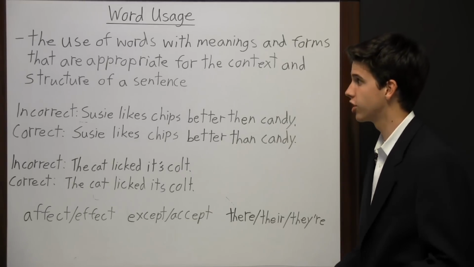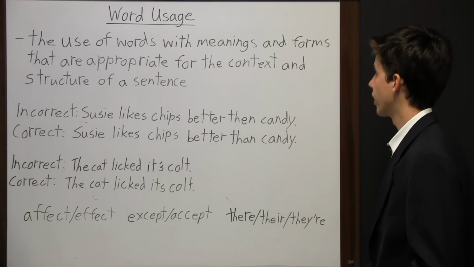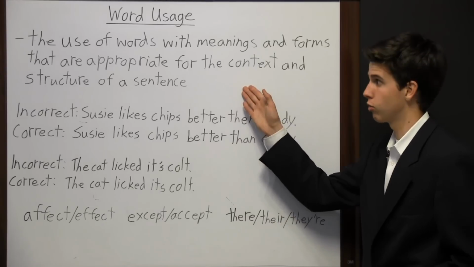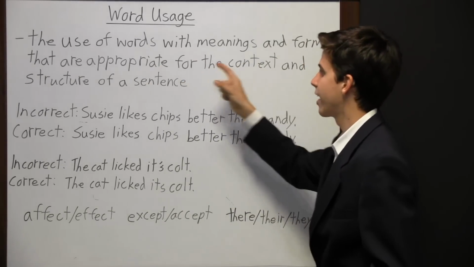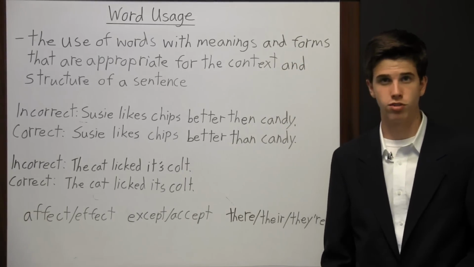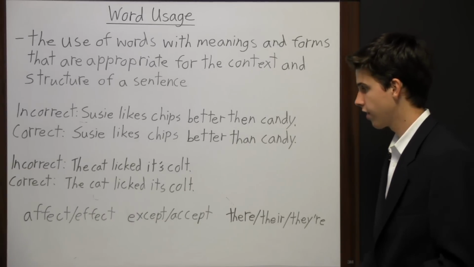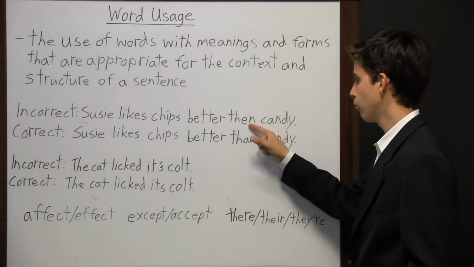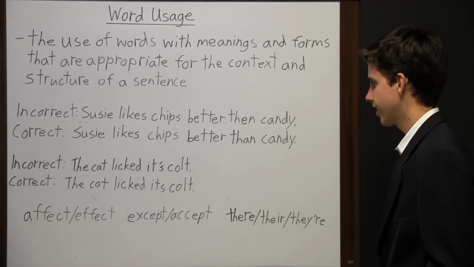Word usage, or diction, refers to the use of words with meanings and forms that are appropriate for the context and structure of a sentence. So this right here is your goal as a writer, to use words with meanings and forms appropriate for the context and appropriate for the structure of a sentence. Now, a common error in word usage occurs when a word's meaning does not fit the context of the sentence. This sentence right here says, Susie likes chips better then candy. Now, the appropriate word here is than, not then. Then is an inappropriate word for the context of the sentence.